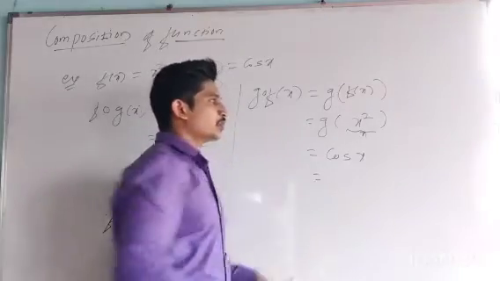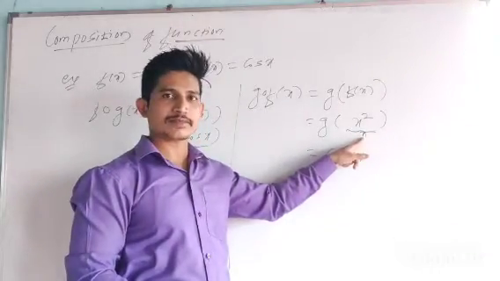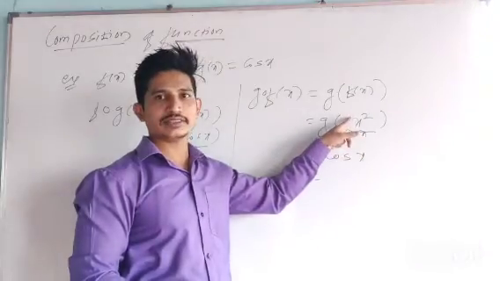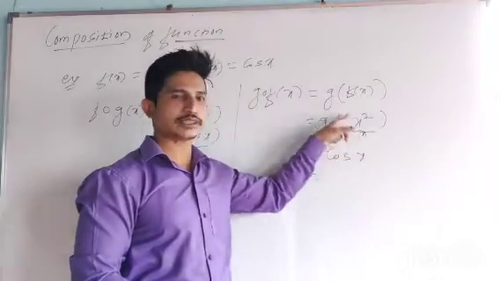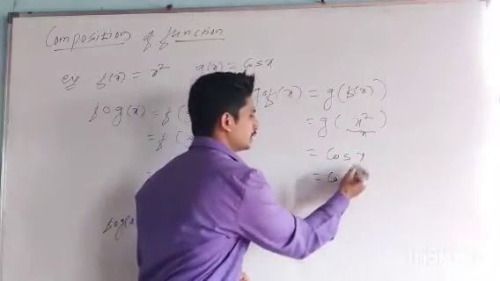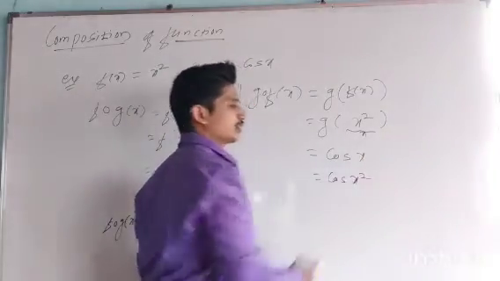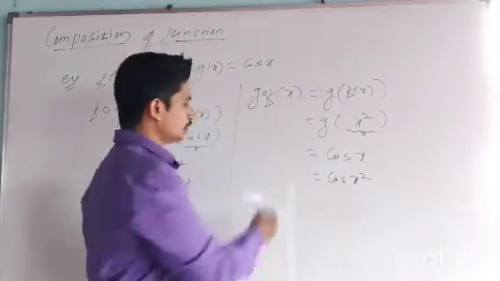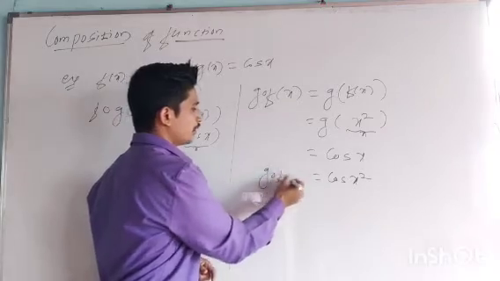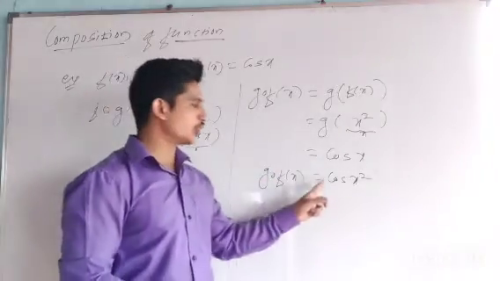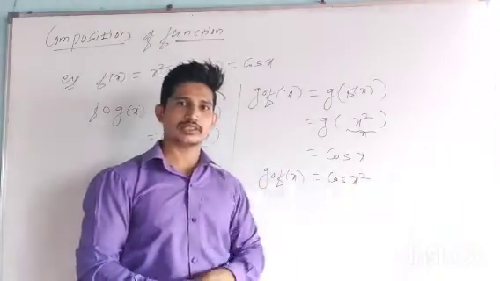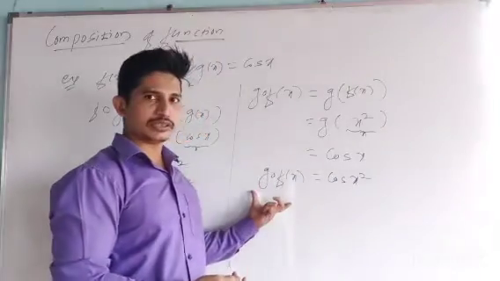But what is the value of x here? The value of x is x square. So where x is there, write x square. Clear? Therefore g composition f of x is cos of x square. Clear? That is how to do composition.